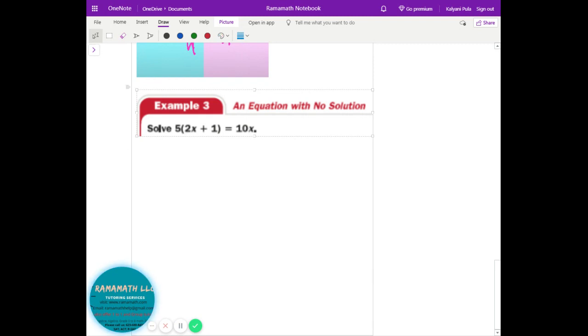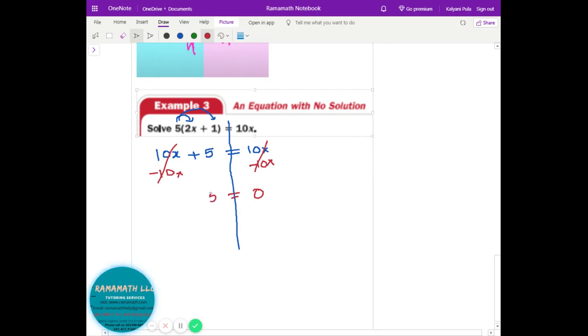When you look at this question, I see a parenthesis there. So you can draw the line. And then you distribute this in here, and also distribute the next one. So it's 5 times 2 is 10x, plus 5 times 1 is 5, equal 10x. Now when I see the 10x on both sides, I'm going to subtract that 10x here, and then 10x here. Guess what happens? This is crossed out, and this also crossed out. So 10 minus 10 is 0, and I end up with 5 here.